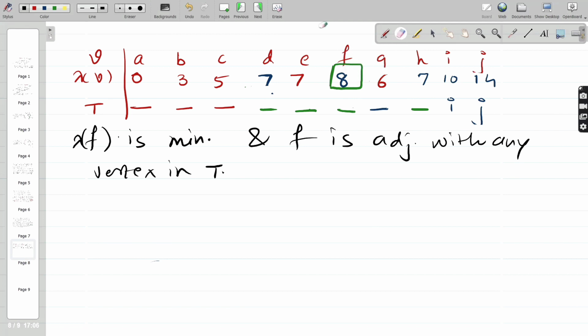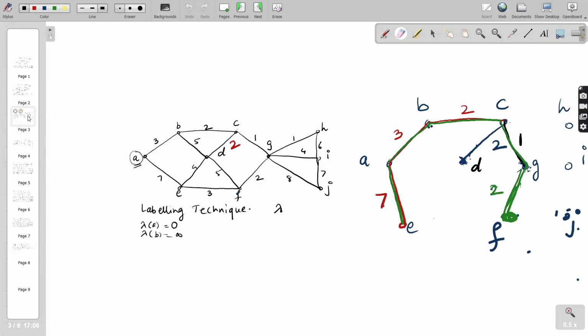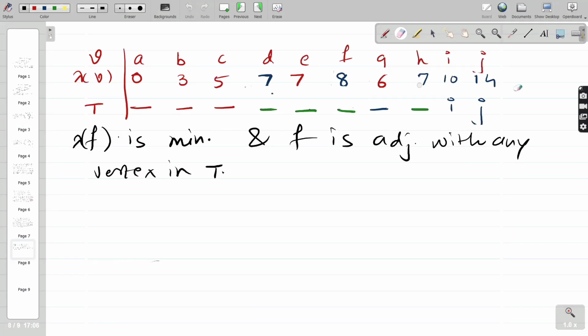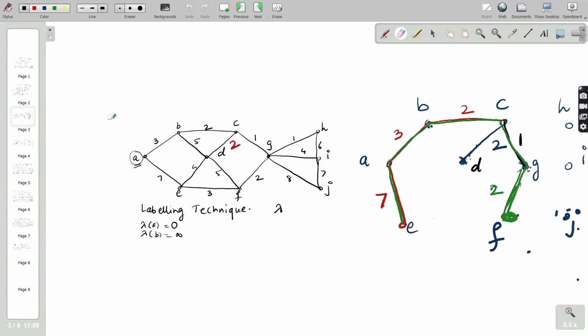So that next minimum is now... So this label is fixed. Now lambda F label is fixed. I showed you in the graph also that lambda F label is fixed. Now H, I, J we are dealing with now. And the H label also got fixed. When I fixed the H label, the distance was 7. This is the distance: 3, 2, 5 plus 1, 6 and 6 plus 1, 7. So this is the shortest path from A to H. Now we are left with the shortest path from A to I and A to J.